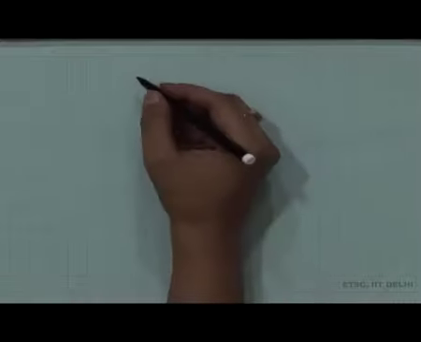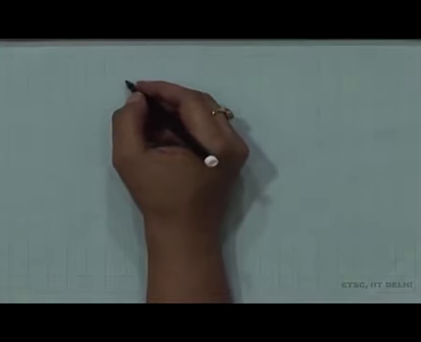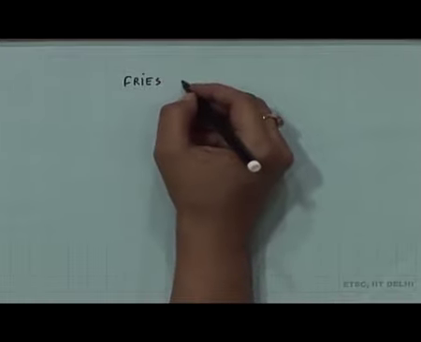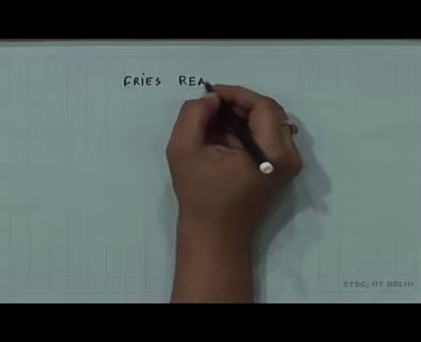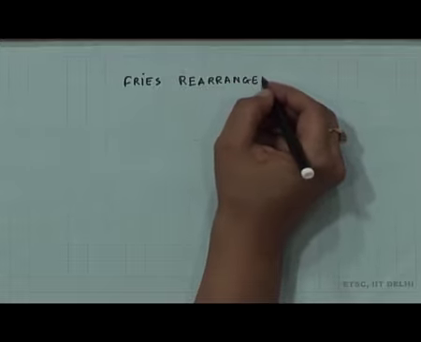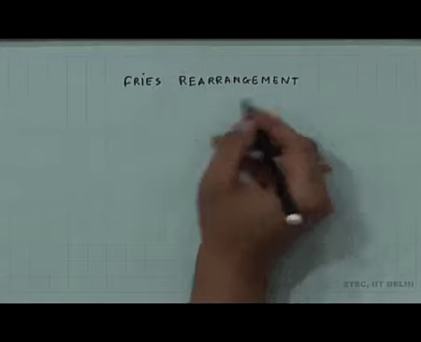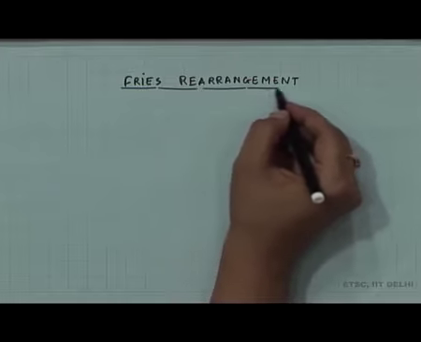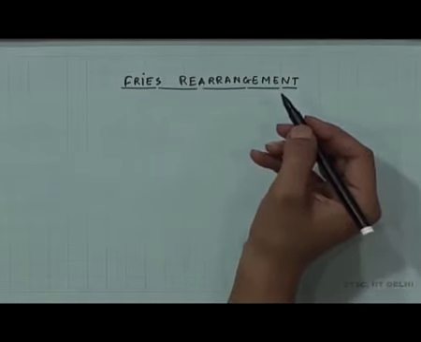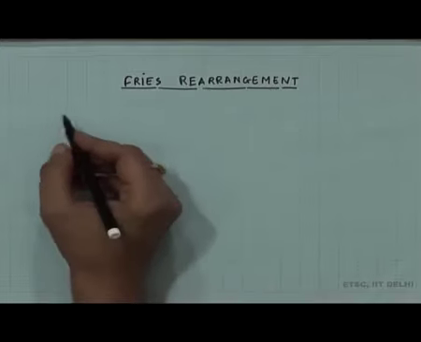Another important reaction, which is actually not a reaction but a rearrangement reaction, is called Fries rearrangement. So, Fries rearrangement is an important reaction of phenols in which the acyl group migrates to the ortho and para position. So, what are we talking about?